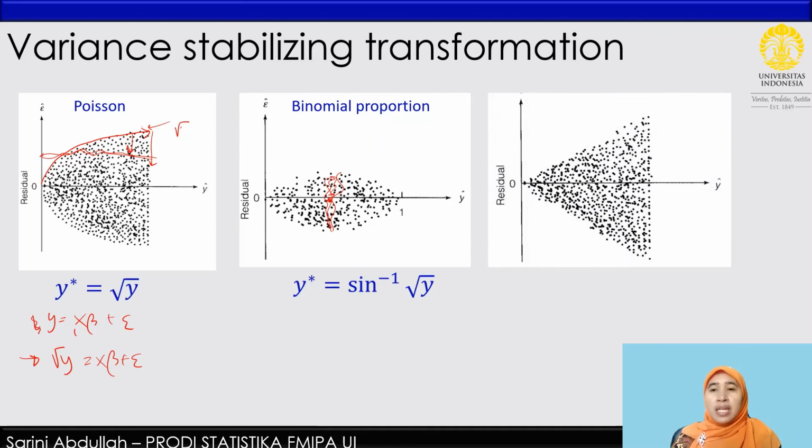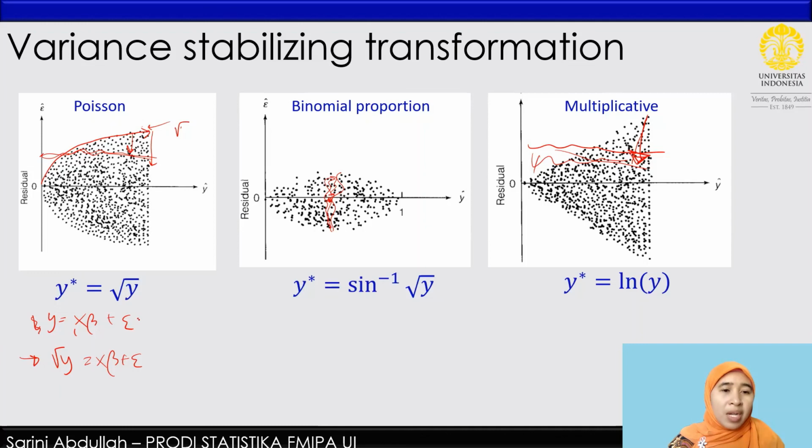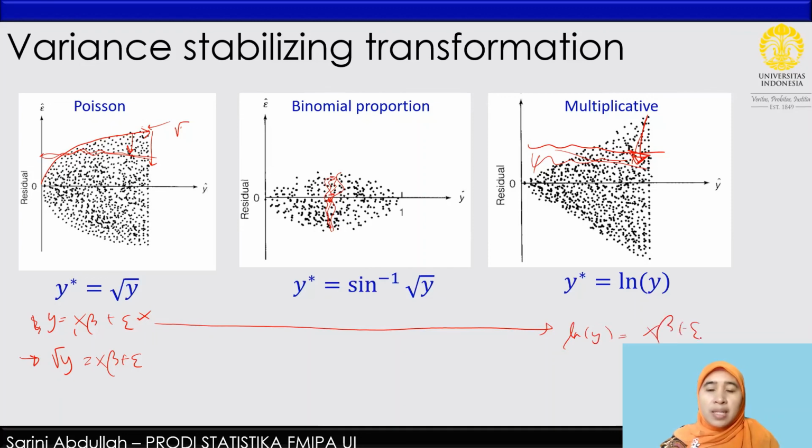And the third one here, we saw before that this is kind of a multiplicative model, and again we want to flatten it, so it should look something like this. To do that we can use the logarithm transformation. So instead of having the model like this one, we will have the logarithm of y equals x beta plus the error.